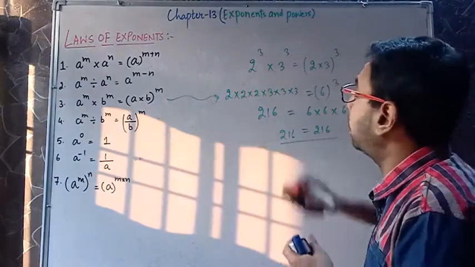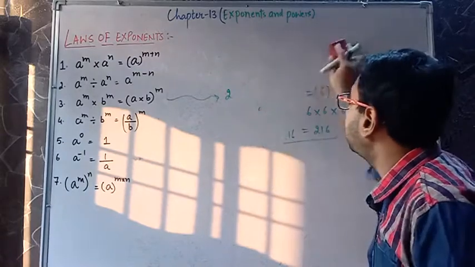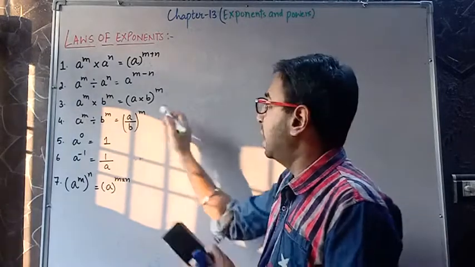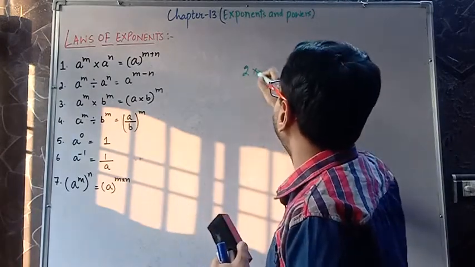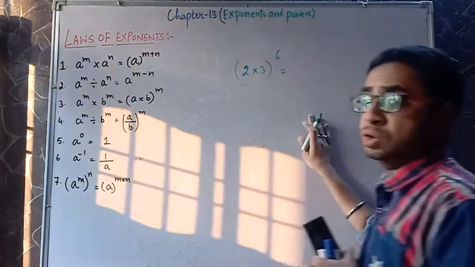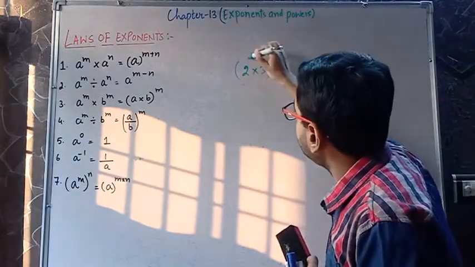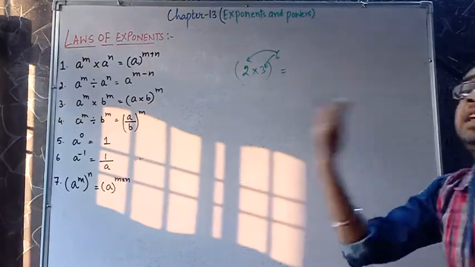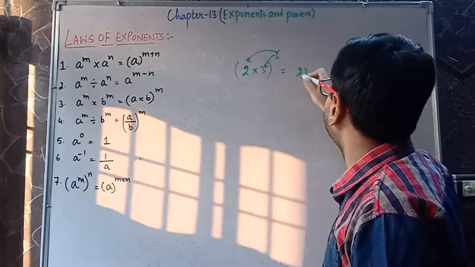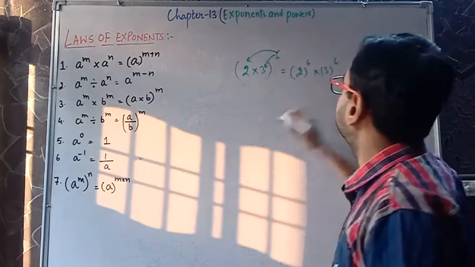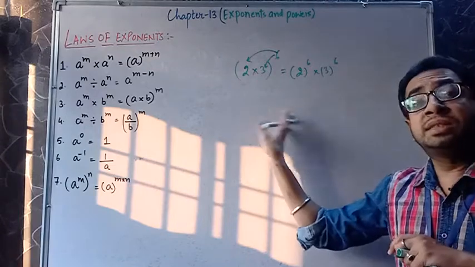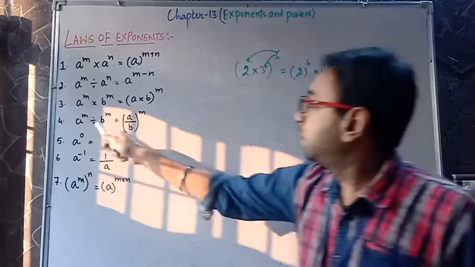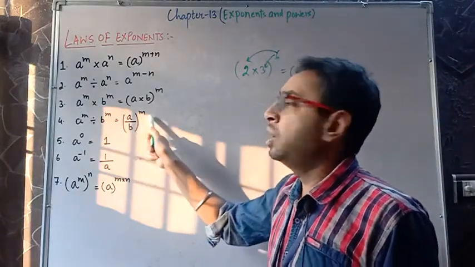So this law is applicable if the bases are different and powers are the same. We take the power common, and the same thing can happen vice versa. If for example I have 2 into 3 whole raised to power 6, how to solve? Again, this exponent will be distributed equally. Distributed equally means it will be given to them equally. It means 2 raised to power 6 and 3 raised to power 6. Are we clear? So it is applicable both ways. Next, the same for division: it will be a by b whole raised to power n.